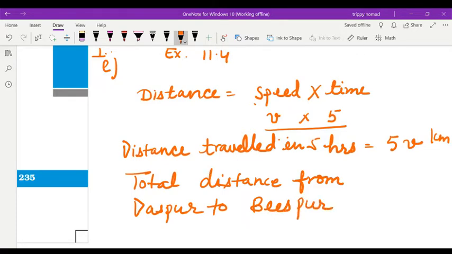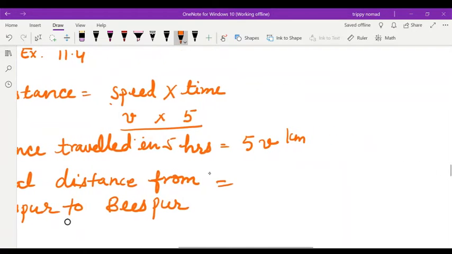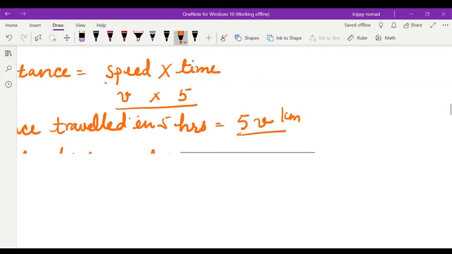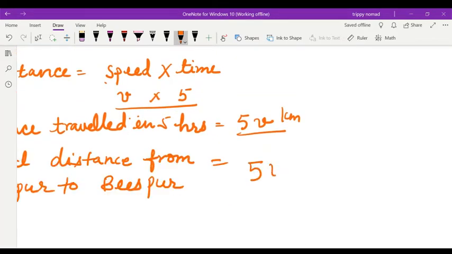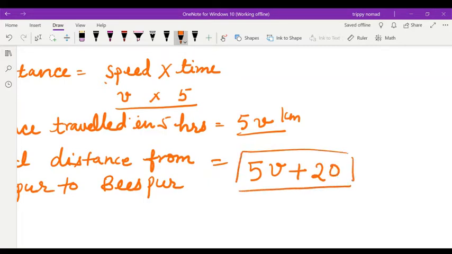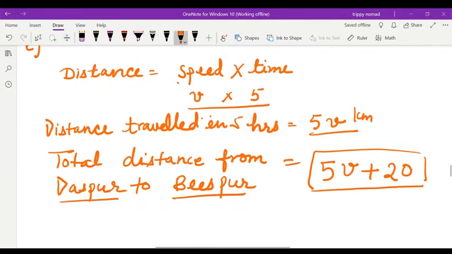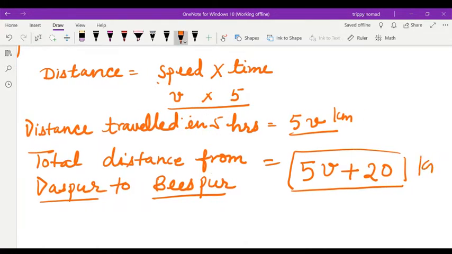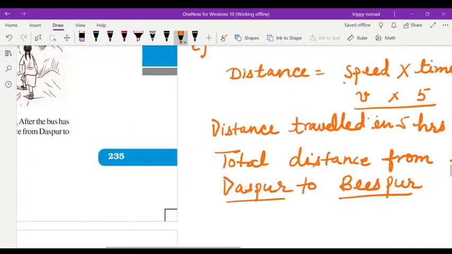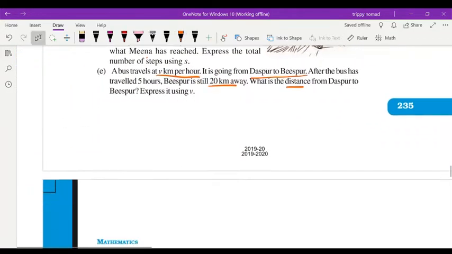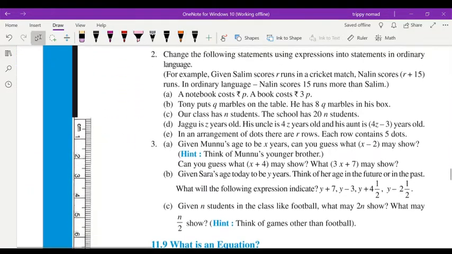He is 20 kilometer away. That means this much distance he has traveled, plus how much far he is from the Bispur, that is the total distance between Daspur and Bispur. So answer will be 5V plus 20 kilometer. Now let us start question number 2. First is over.